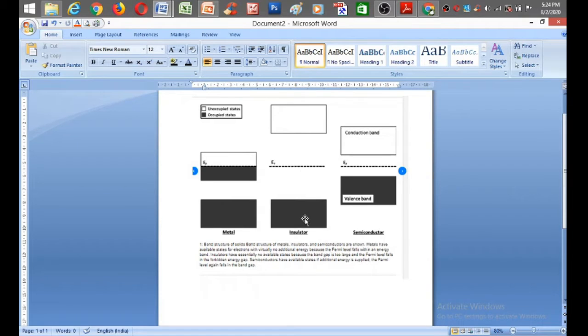In case of an insulator, we have a completely filled valence band. No seats are available for electrons to move even if an electric potential is applied. So electrons will not move and conduct electricity in case of an insulator.